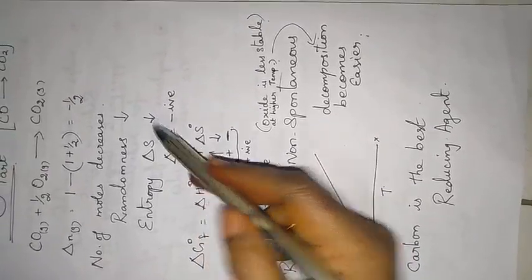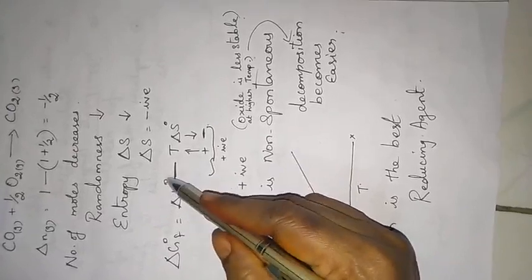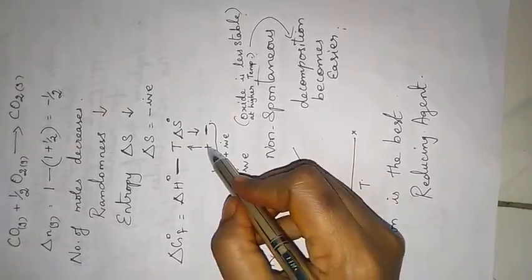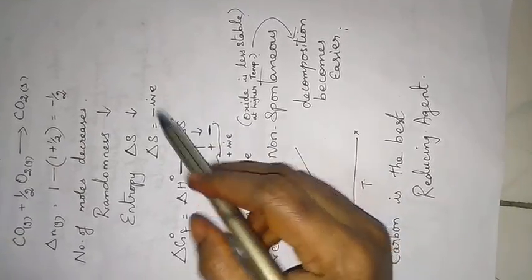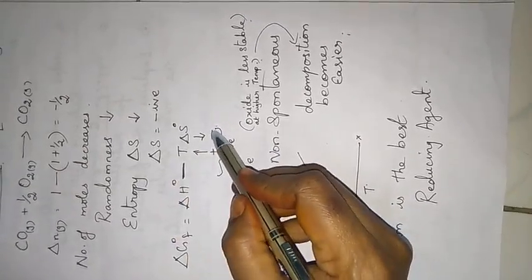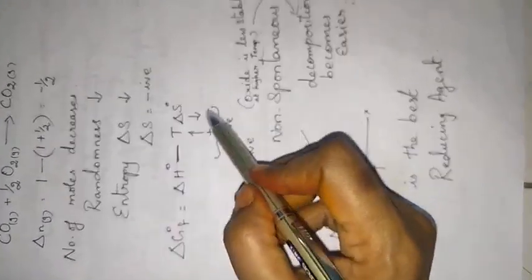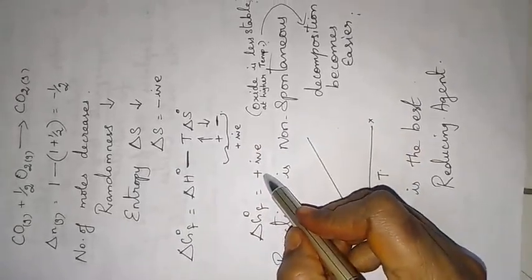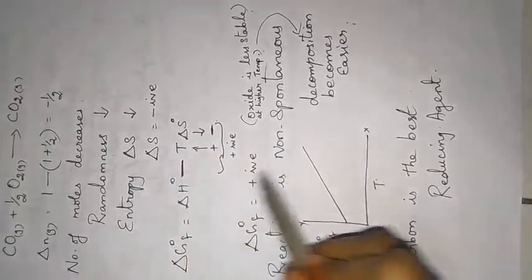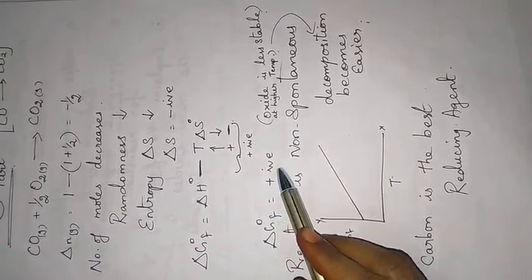Entropy decreases means, see, listen, apply the equation. Delta G naught f is equal to delta H naught minus T delta S. Temperature increased, so it is a positive value. Entropy decreases, so it is a negative value. So positive into negative is minus, isn't it? So minus into minus, the total TΔS term becomes positive. That is, delta G naught f is positive.